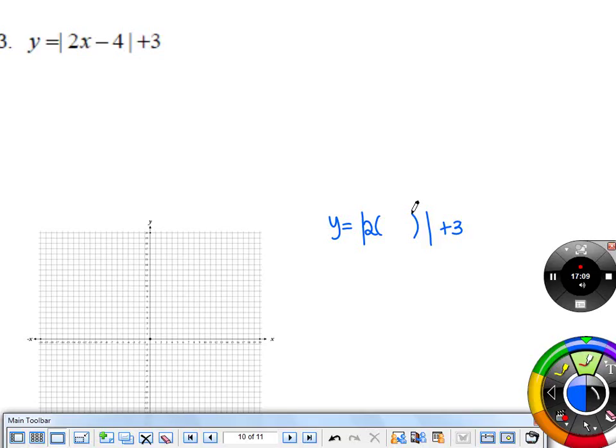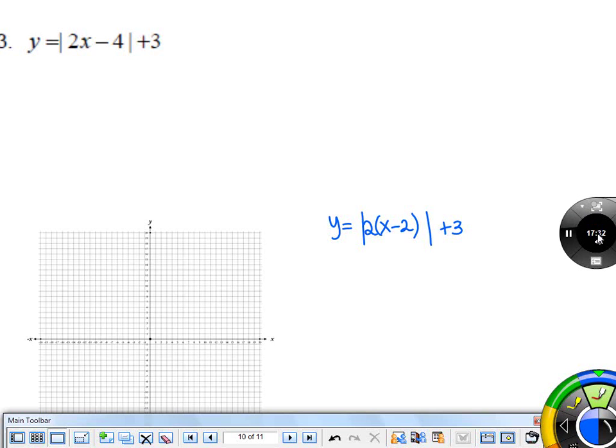So I'm factoring the 2 out of the 2x, but I'm also forced to factor it out of the minus 4. Okay, so that's going to leave me with 2 times x minus 2. Is that okay with everybody? You can see if you multiplied it back out, you would have the same thing that we had before.